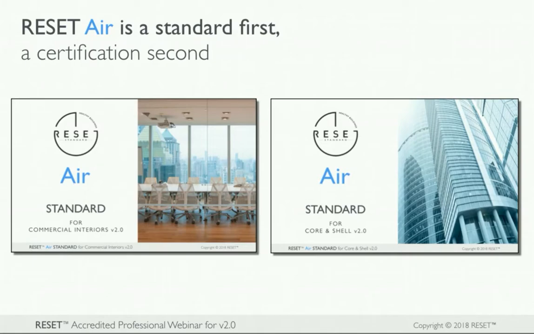And this is why so many organizations and other green building certification programs are performing crosswalks with Reset Air or adapting it directly into their certifications as a compliance path. Because Reset Air is wholly operational and focuses on monitoring and reporting indoor air quality results, the Reset Air standard is therefore a tool and can really help achieve multiple goals, credits, or other green building criteria.